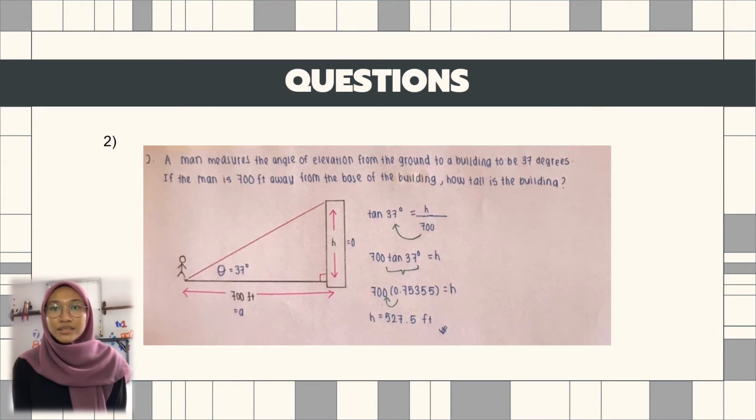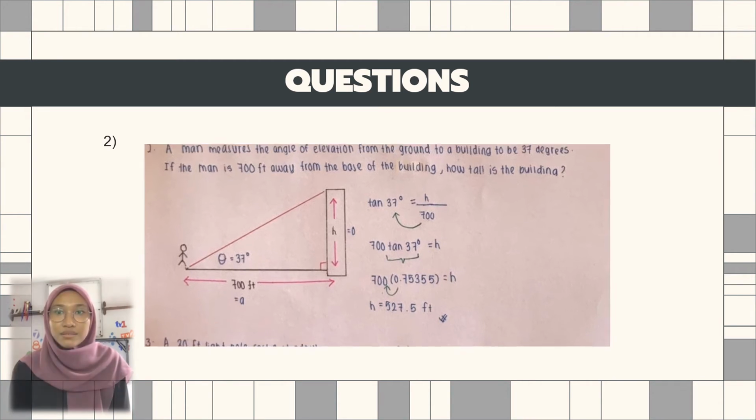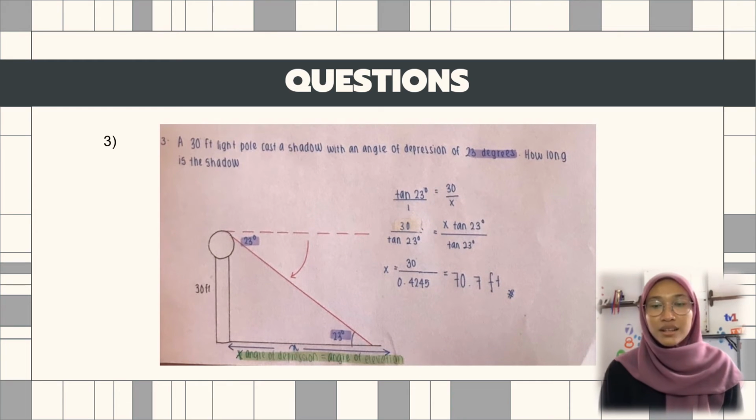The second one is, we have to find the height of the building, which means we have to find the opposite of the triangle. We have to use the tangent formula. The tangent formula is tan theta equals opposite over adjacent. The last one is, we want to find the length of the shadow using the cotangent formula. The cotangent formula is 1 over tan theta equals adjacent over opposite. That's all from me. Thank you.